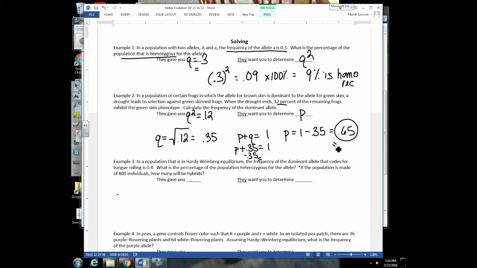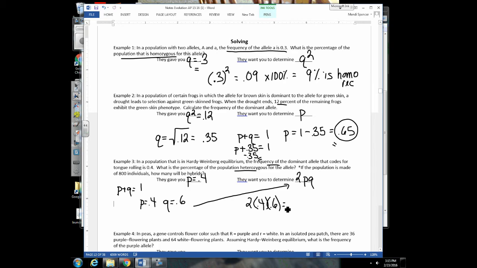In the next example, they give us the frequency of the dominant allele. So they're saying that p equals 0.4. And they want us to determine the percentage of the population that is heterozygous. So they want us to determine 2pq. Well, if we know p, we should automatically know q, because p and q have to add up to 1. So if p equals 0.4, then that means q is going to equal 0.6. And then we just have to plug those values into this equation. So we take 2 times 0.4 times 0.6, 2pq, and that's going to give us 0.48.